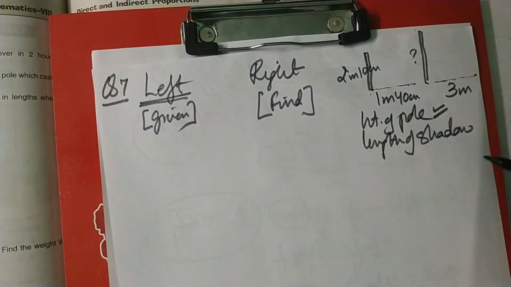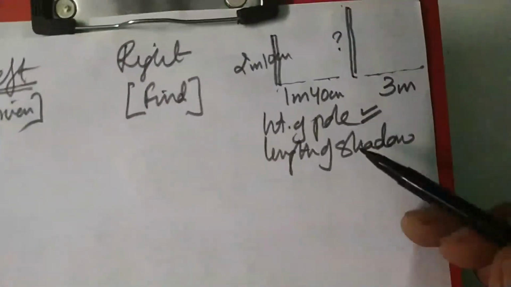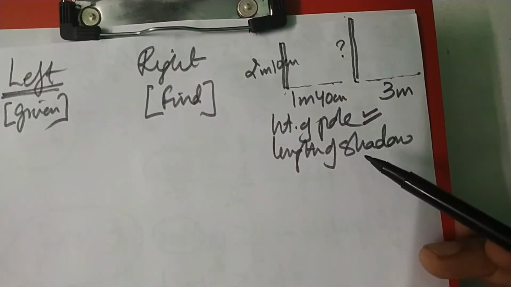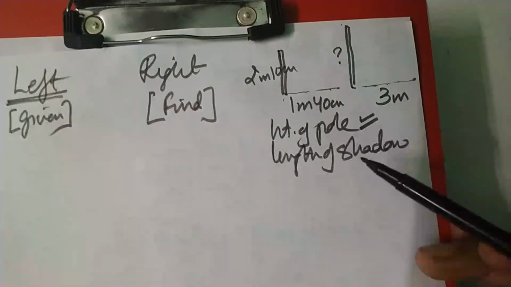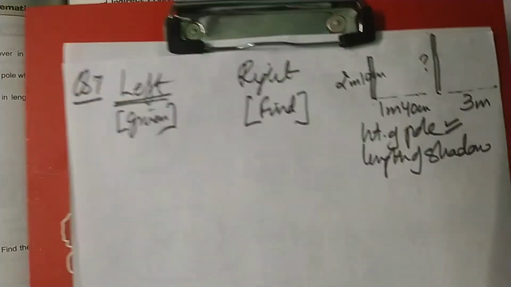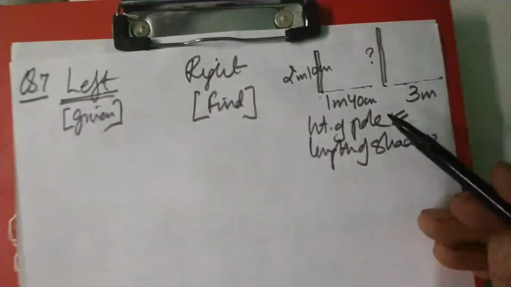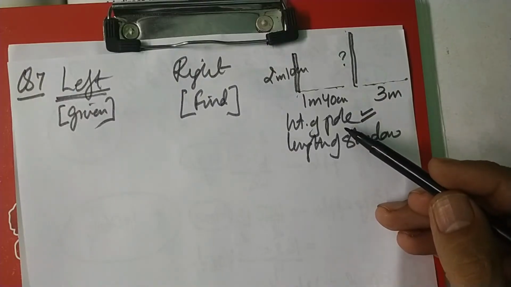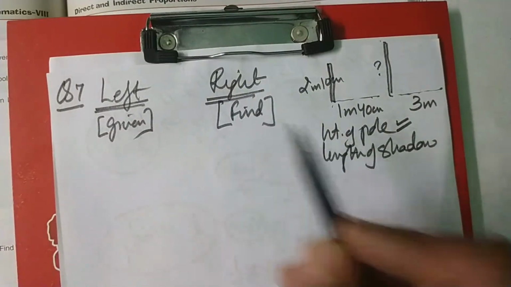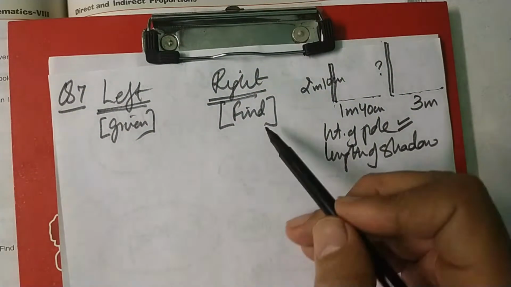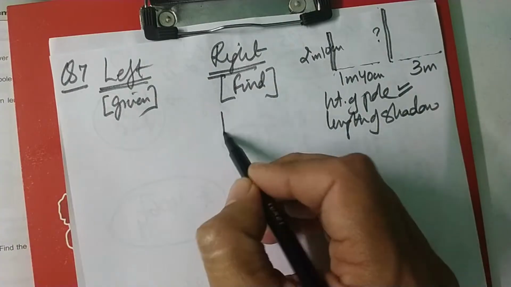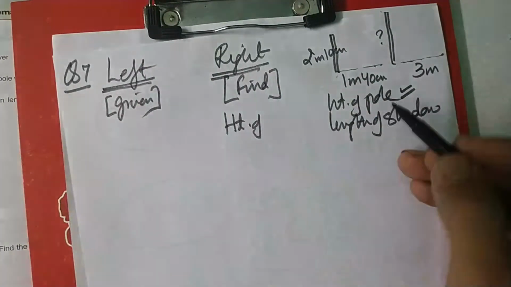So in this, what do you have to find? In every question there will be two things. In this question there is height of pole and there is length of shadow. So what do you have to find? The question says find the height of pole. So where will you keep height of pole, left side or right side? This you have to decide. Whatever you have to find is written on the right side. Therefore, on the right side I will write height of pole.